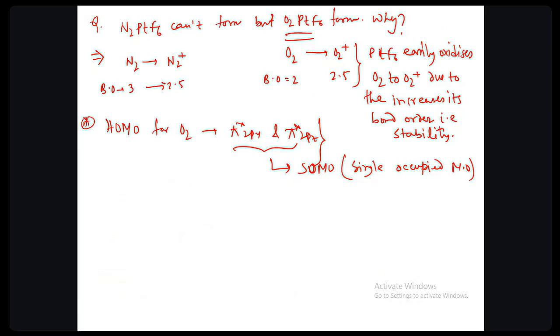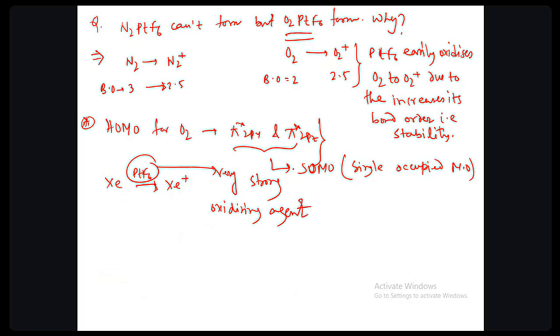And PtF6 is a very strong oxidizing agent. We know that xenon becomes Xe plus in the presence of PtF6. We know that xenon chemistry. So PtF6 is a very strong oxidizing agent that oxidizes N2 to N2 plus as well as O2 to O2 plus. But N2 plus is not formed because the stability decreases. Bond order decrease means stability decrease. Bond order increase means stability increase.